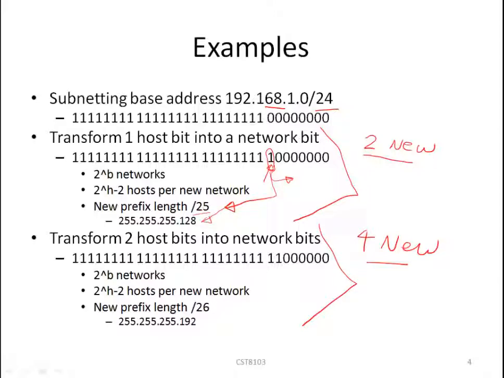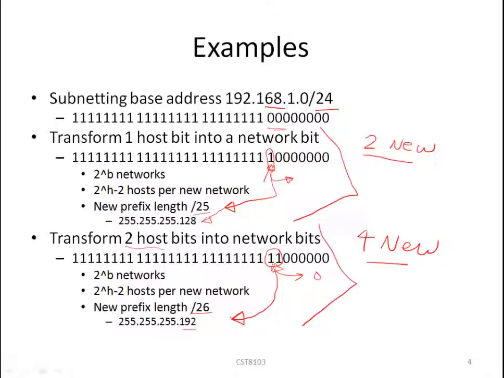Over here, we've borrowed 2 host bits. Look at our host bits here. These used to be 0s. Look at it here, that's our base. They used to be 0s, and we've transformed them into 1s, transformed them into network bits. And the net result, our new mask, is 192, and the prefix length is 26.